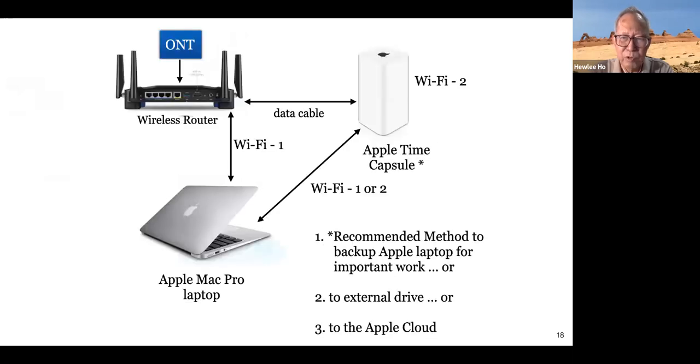So this is a way to connect the Time Machine. The Time Machine also generates another Wi-Fi network. So technically in the house, you have two Wi-Fi networks, one called Wi-Fi 1 and one called Wi-Fi 2. But the only criterion is you need the data cable to connect from the Time Machine to the router. That's all.